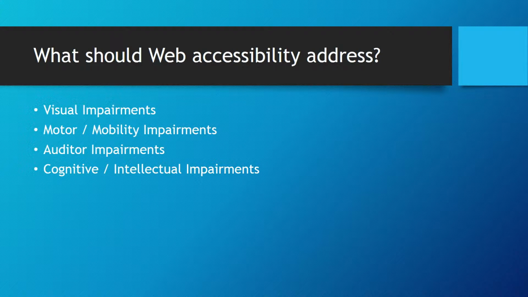Auditory impairments, such as deafness or hearing impairments, including individuals who are hard of hearing. Seizures, such as photoepileptic seizures caused by visual strobe or flashing effects. And cognitive or intellectual impairments such as developmental disabilities, learning disabilities, and cognitive disabilities of various origins, affecting memory, attention, development or maturity, problem solving, and logical skills.